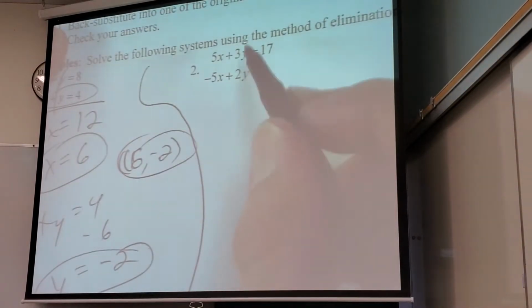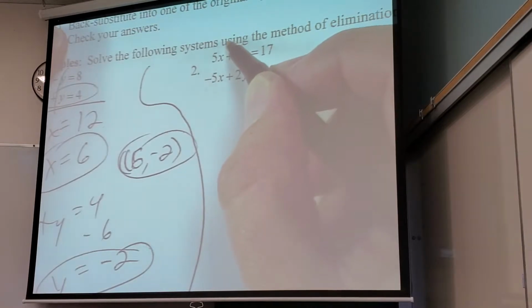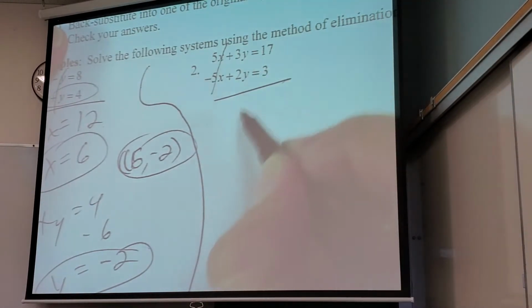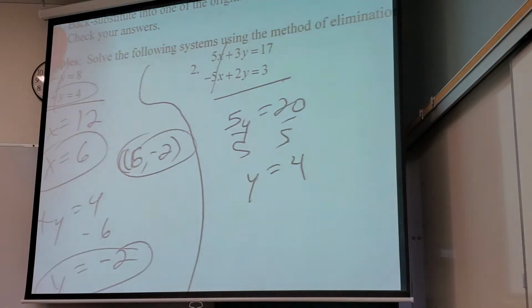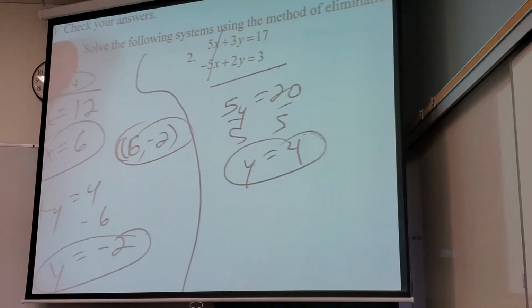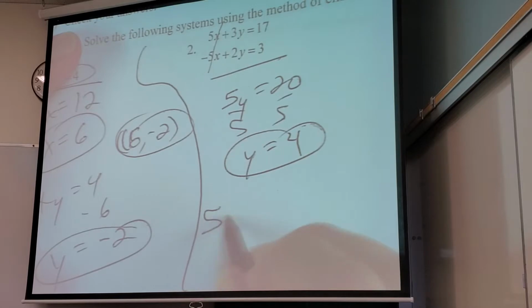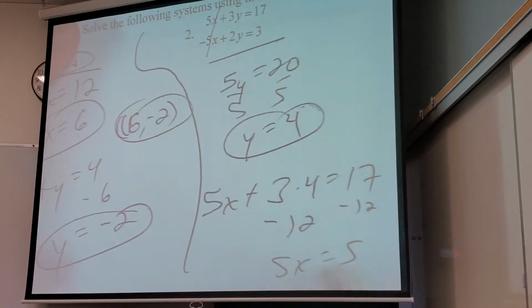Same thing with this one, right? So when you add these together, what happens? So y is 4, and then you can pick. If you have time, you do both, just to make sure you get the same answer. You just pick one. Which one do you want to use? Top one. So we get 5x plus 3 times 4 equals 17. That's 12, right? So let me subtract 12. So x is 1.